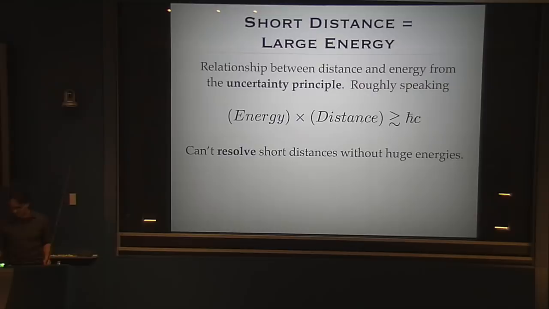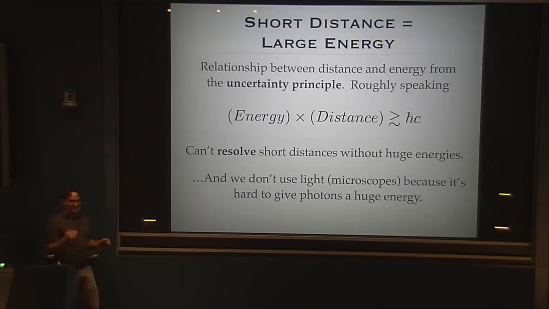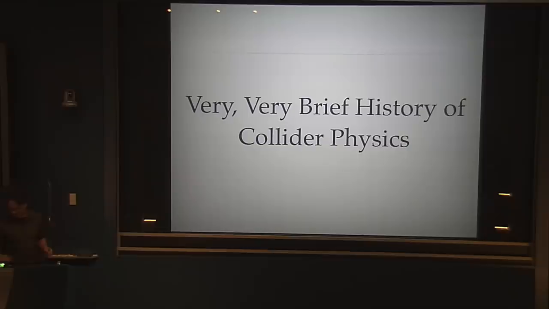And we don't use light, we don't use photons, the way that you might if you were a biologist studying a cell, because it's hard to give photons a huge amount of energy. Photons don't have charge, so you can't push on them. You can make a photon, but once you've made it, you're stuck with whatever energy it is. Whereas with an electron or a proton, you can accelerate those particles by pushing on them with electromagnetic fields. That's why there are these circular colliders, because you can push and push and push and get to very, very high energies. So that's why we have the colliders that we have. So that's why we build colliders.